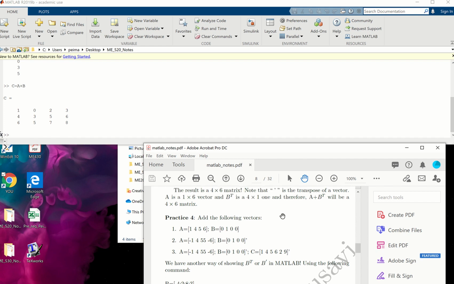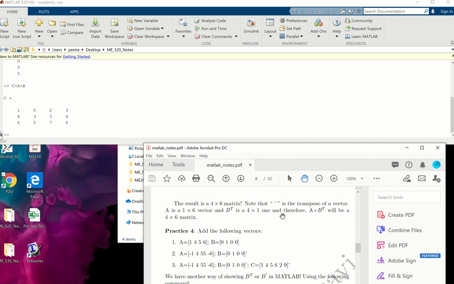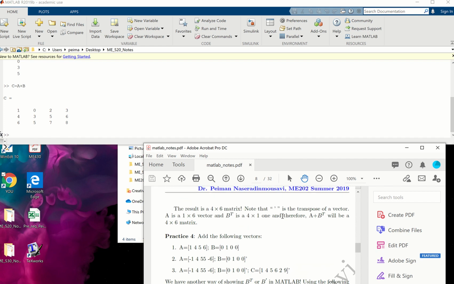Now, as practice, please do practice 4. Add the following vectors together and discuss the results. So this is the second class, and we are done until the third class.